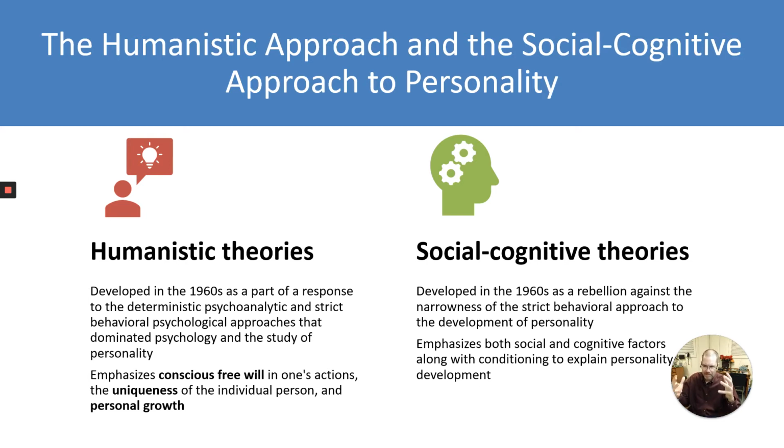And here you have part of a response of deterministic psychoanalytic. We'll talk about that in a second. And strict behavioral psychological approaches. Those are not two different things, but you can put those together. Deterministic psychoanalytic and strict behavioral psychological approaches that dominated psychology and the study of personality. Humanistic theories then emphasize conscious free will in one's actions as opposed to determinism. Like determinism, certainly not free will, because it's all predetermined in this sense.